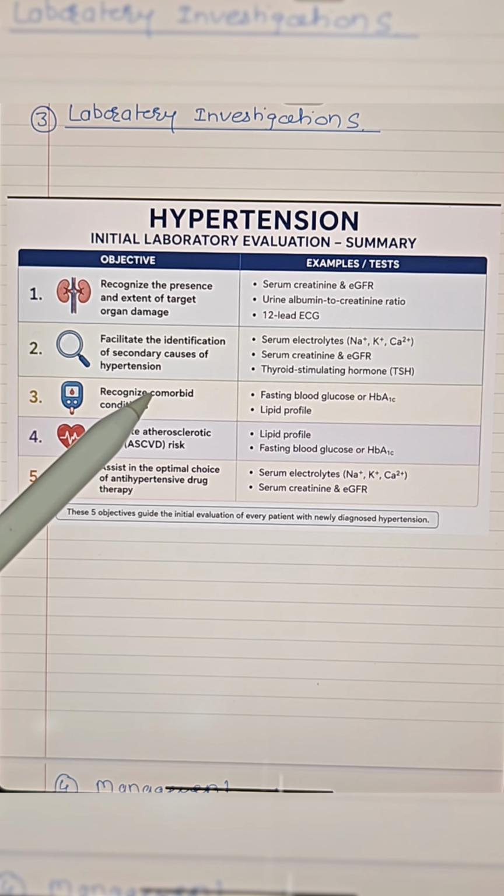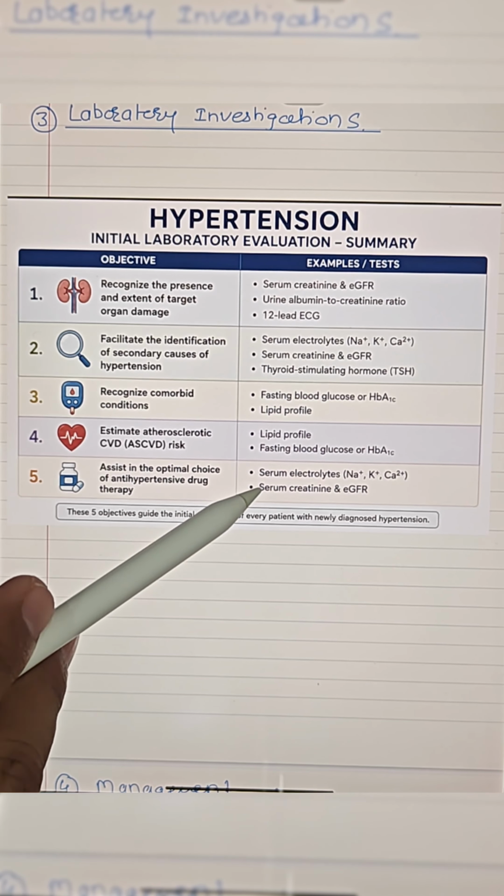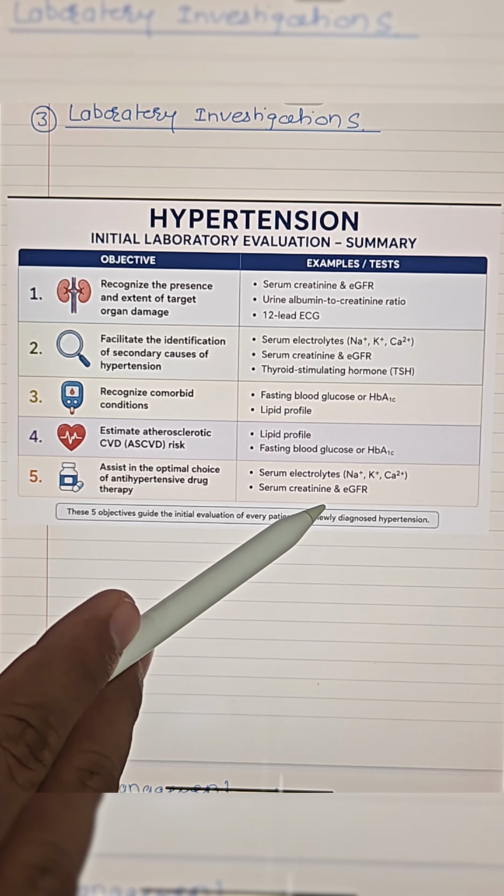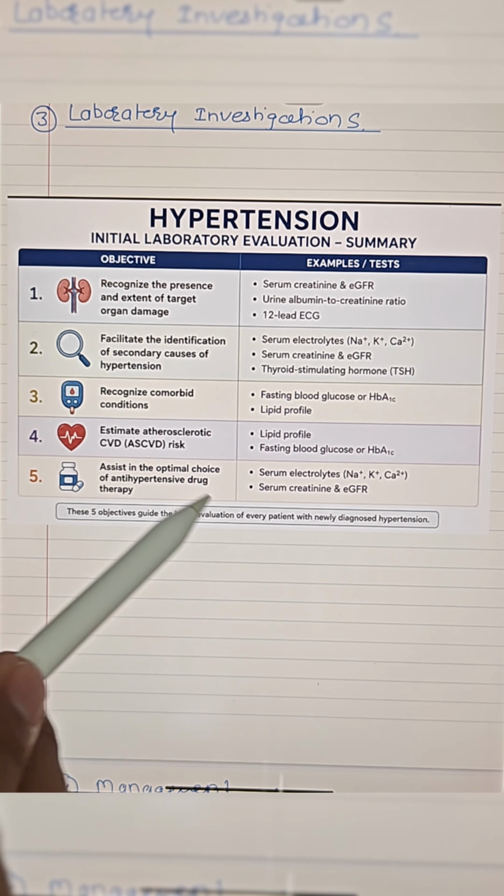Like if you are diagnosed with hypertension and your risk score is low, then lifestyle modifications are sufficient. But if your risk score is high, then you have to start with the medication. And last is to assist in optimal choice of antihypertensive drug therapy. What does it mean? So you have diagnosed hypertension and you have to start the patient on a particular treatment. But if the patient is suffering from any hypokalemia or hyponatremia, or the patient is having high serum creatinine, then there are particular drugs which you cannot give in this patient. So the baseline creatinine and electrolytes you have to check.